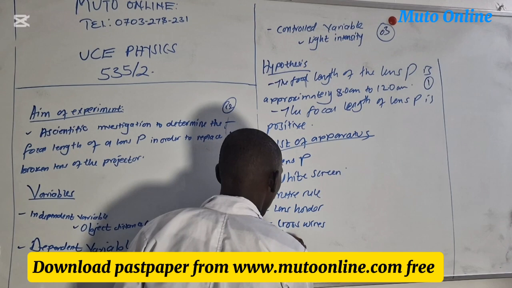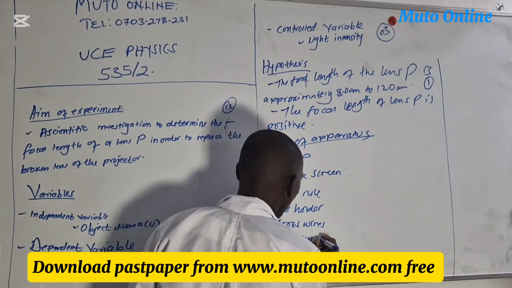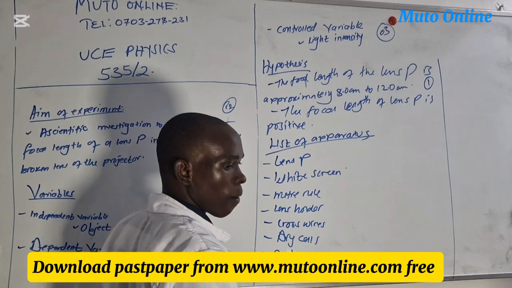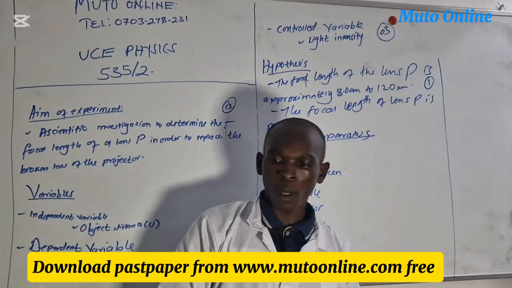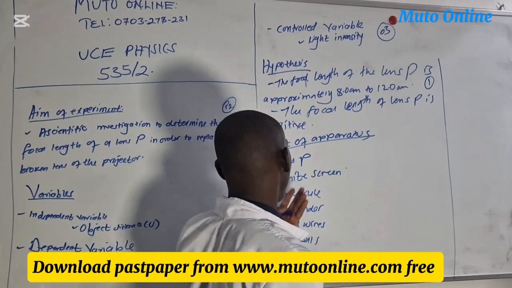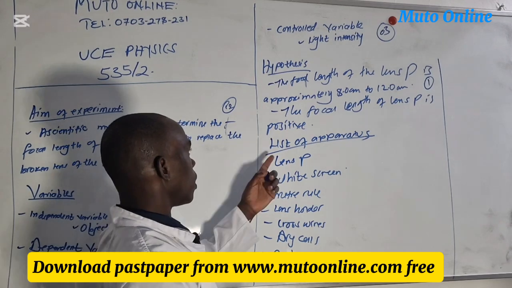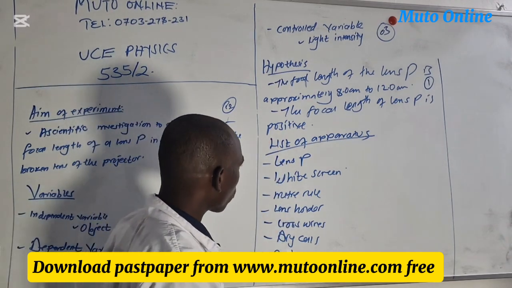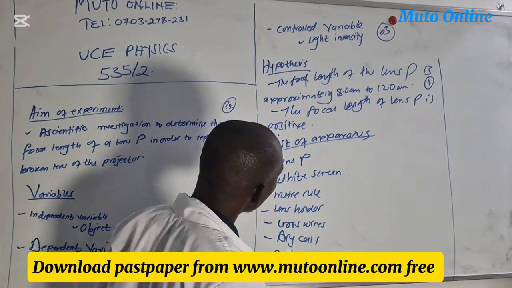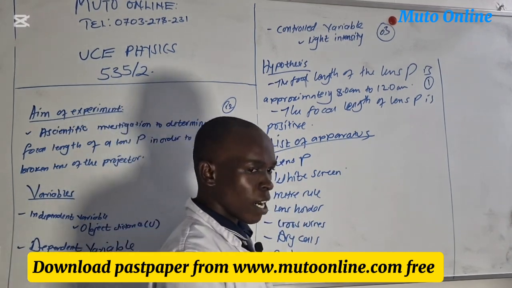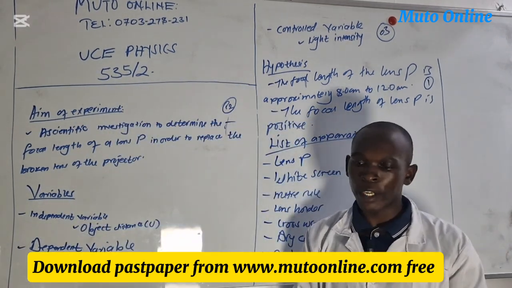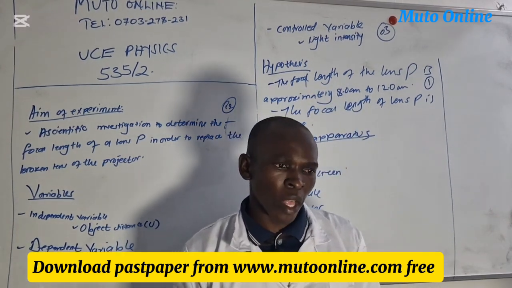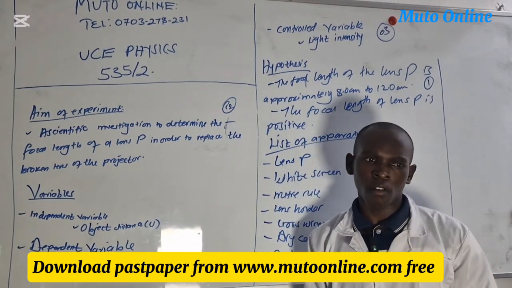We shall need dry cells. We shall need bulbs. Basically these ones. So we shall have these apparatus. So you need to have them with you. And then after having them written well there, we shall need to have the arrangement of apparatus.